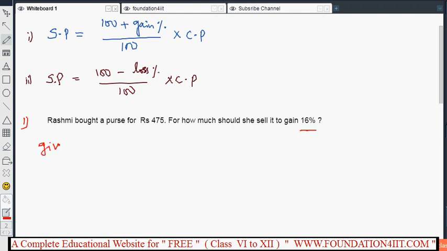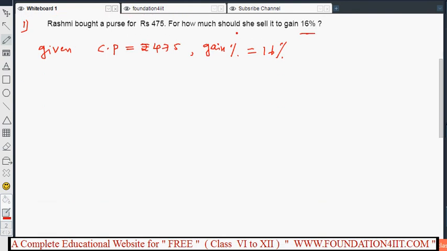So according to the problem, the first given information is she purchased this, that is the CP. Cost price is equal to rupees 475 and gain percent is equal to 16. Whenever these two are given, how to find out selling price? There is a first formula. Selling price is equal to (100 plus gain percent) by 100 into CP.